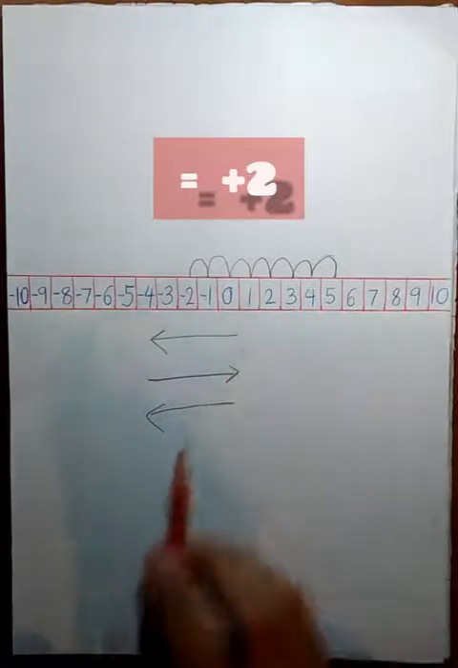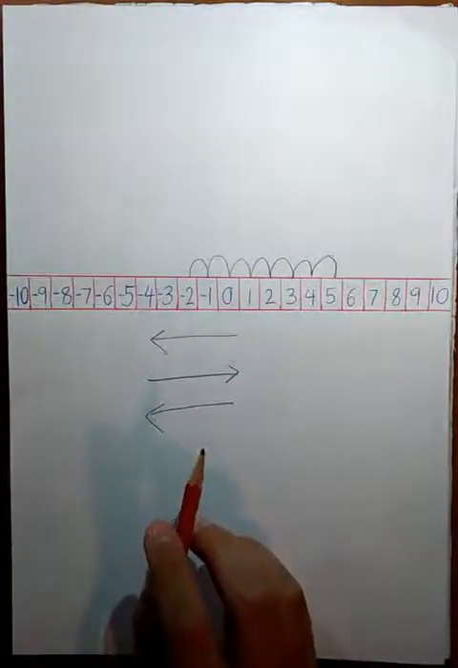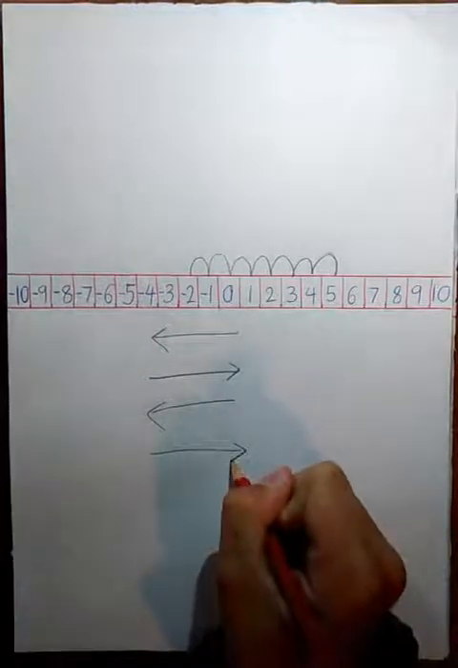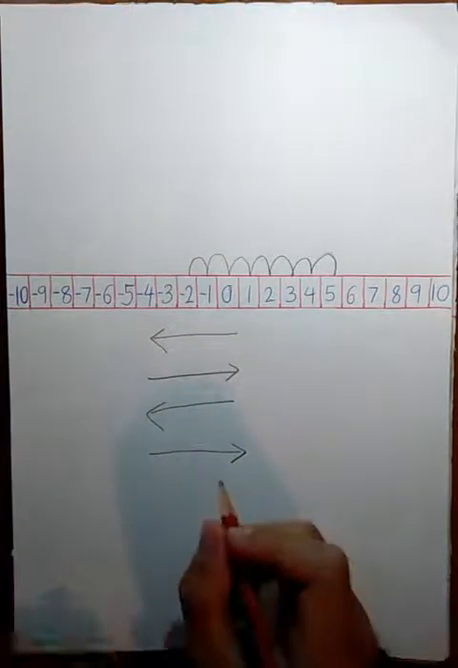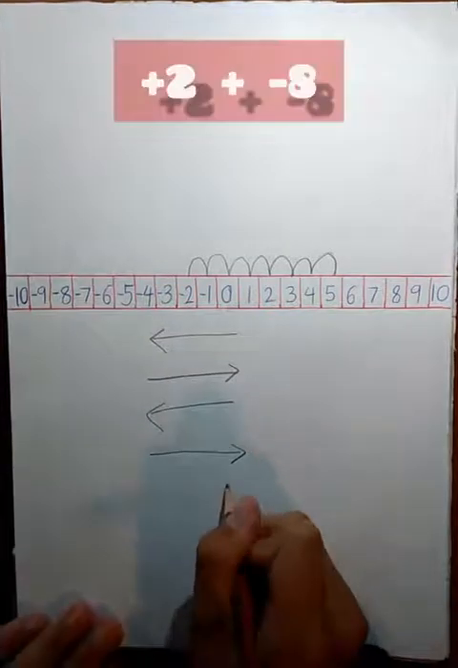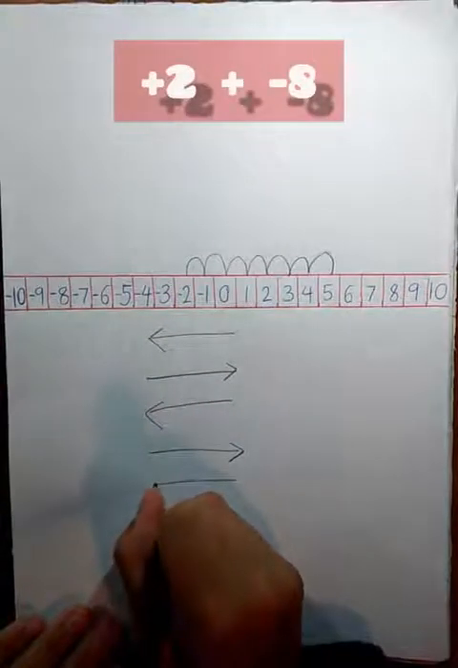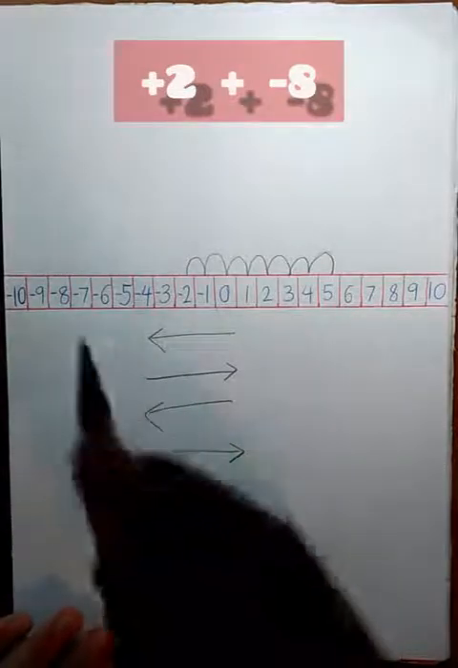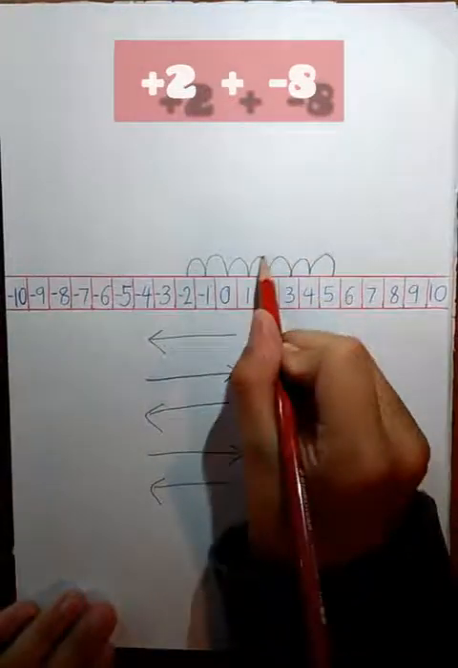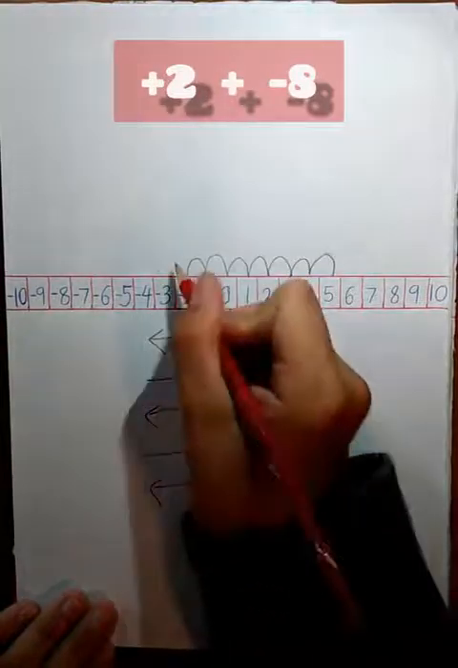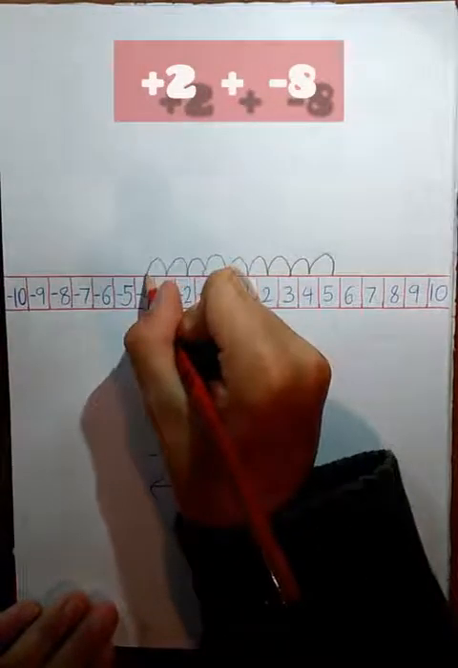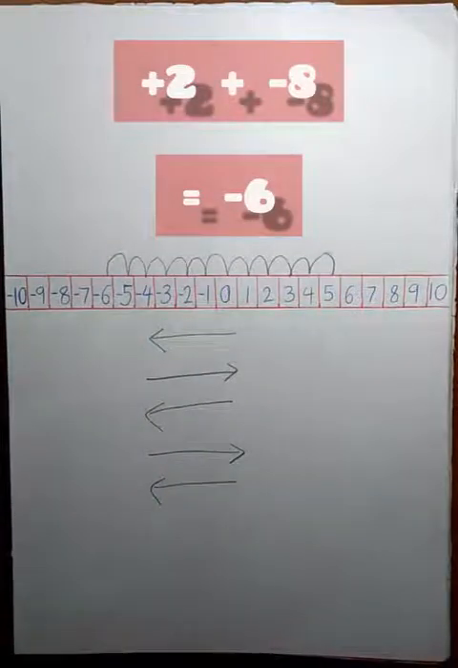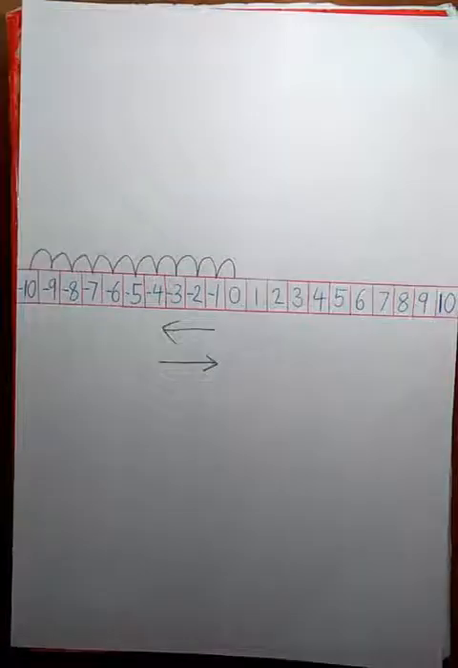So it equals +2. Now, if I add, so I'll go in this direction, but it's a -8, so I'll go back in this direction. I'll go back by 8 steps. And that equals -6.